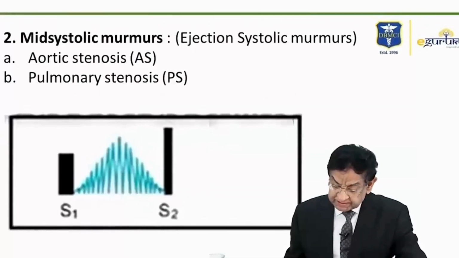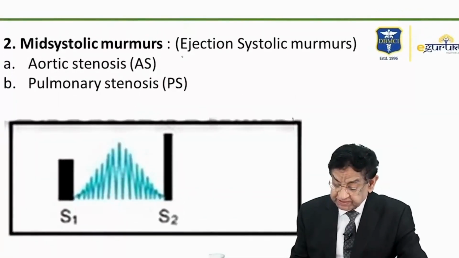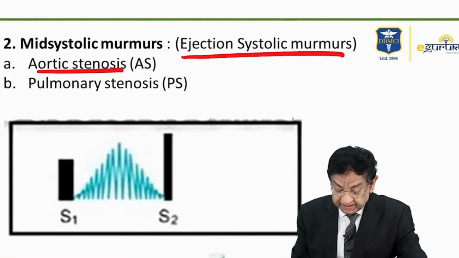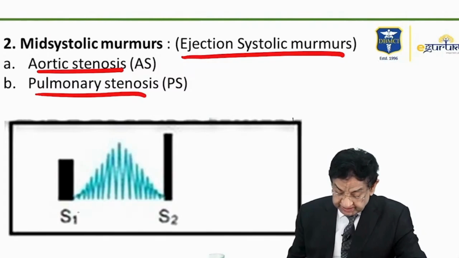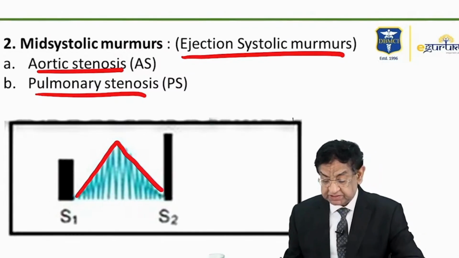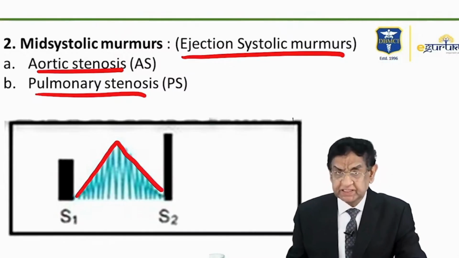Mid systolic, this is known to all of you. Ejection systolic murmur we see in AS and PS. You can see S1, S2, and you are getting an ejection systolic murmur. This is easy, known to all of you.